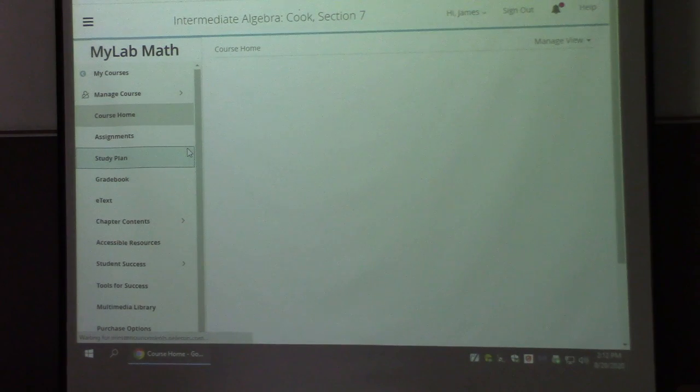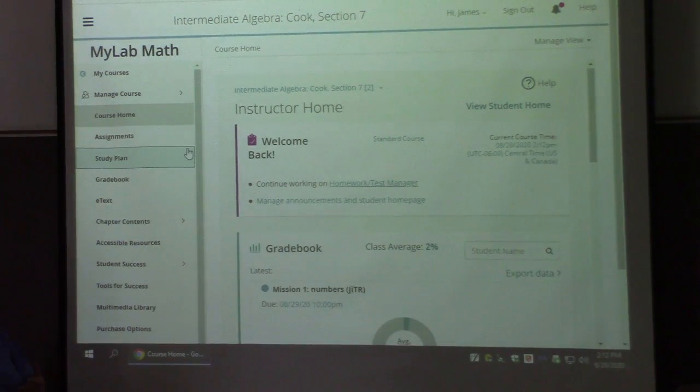Now, MyMathLab has all kinds of bells and whistles, right? It has a study plan and all this other stuff. All that I expect you to do for points in here is the assignments. You can do those other things. They're good learning aids and so forth. But I just expect you to do the homework in here. Keep it pretty simple. I don't do quizzes online. I don't do tests online. Quizzes, tests, they're all here. All right?